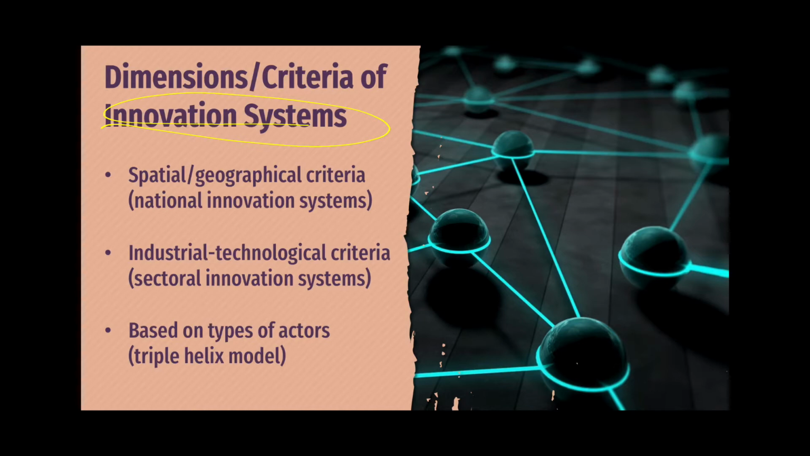sa Pilipinas. So the first one is the spatial geographical criteria, or the systems of innovation that work in a specific space or geography. In our case, the national innovation systems. There's also local innovation systems, but we will not be covering that anymore for the course. And we have an industrial technological criteria, or sectoral innovation systems. And I've probably given an example of this in terms of the iPhone.